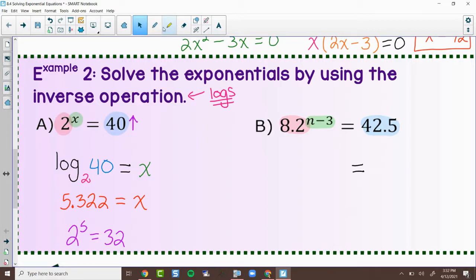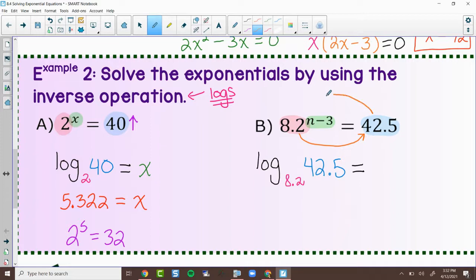Well, I'm going to do the inverse. So I'm going to use logs and I'm going to do a little rewrite. So log swoop base of 8.2. We've never seen decimal bases of 42.5. Deloop gets me back around to my exponent, which is now n minus 3.